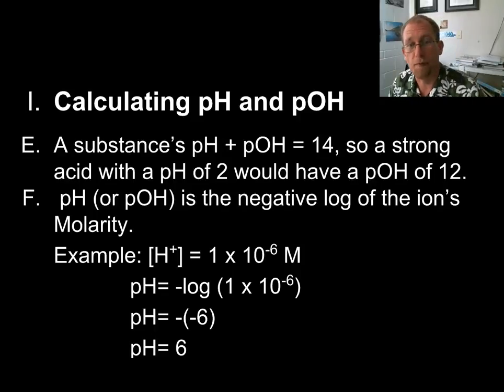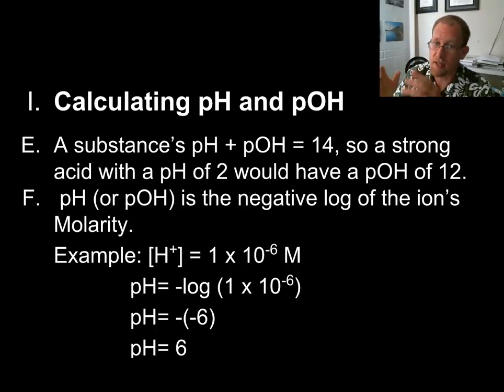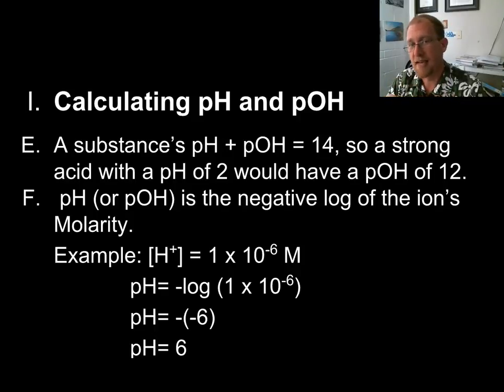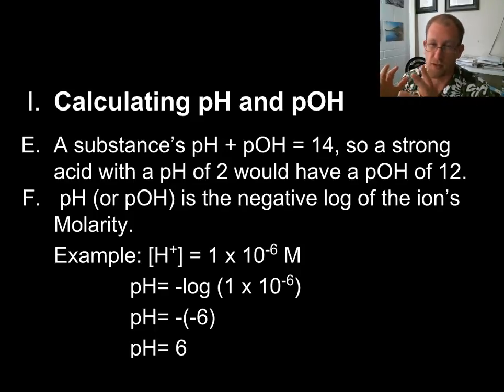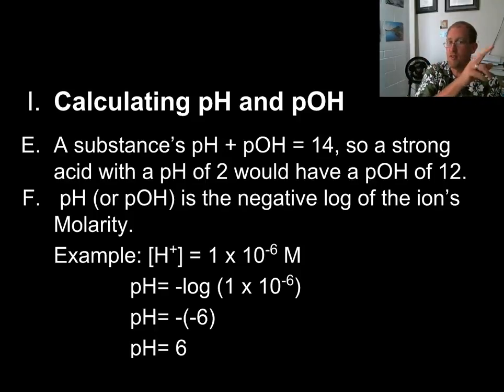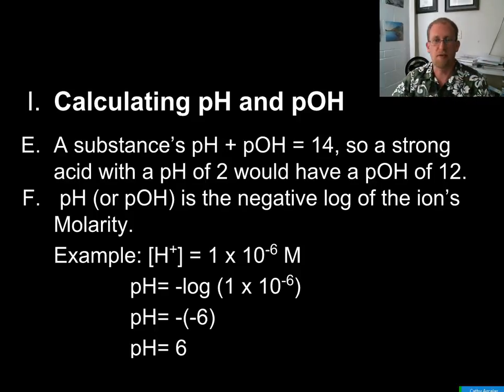Okay. Now, this is the math part. pH, or pOH, is the negative log of the ion's molarity. I'll say that again. It's the negative log of the ion's molarity. So molarity, moles per liter, right? And we express that moles per liter in scientific notation using 1 as the coefficient. So concentration is 1 times 10 to the something. Now, it's always going to be a small number, 1 times 10 to the negative something or other.